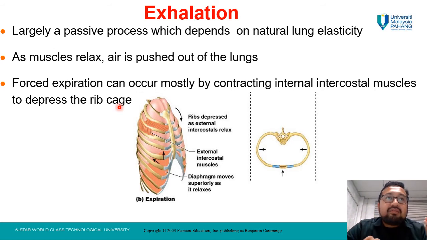But there is some exception here. In a forced expiration, there is contraction of the internal intercostal muscle to depress the rib cage, where this is an active process, because there is a contraction of the muscle.